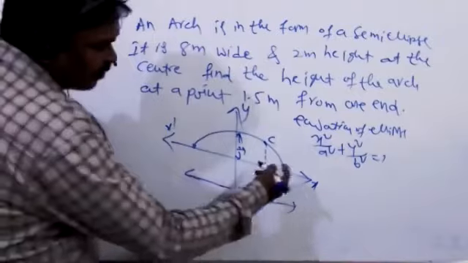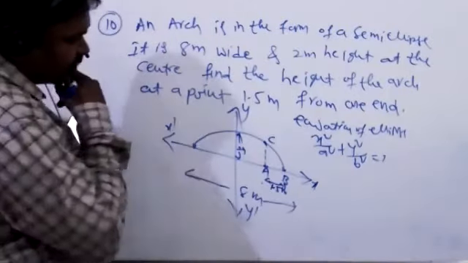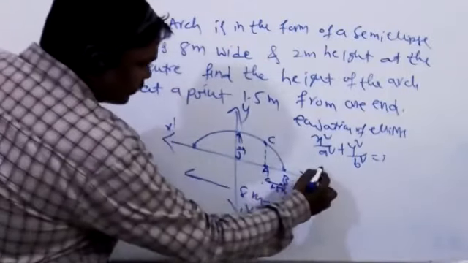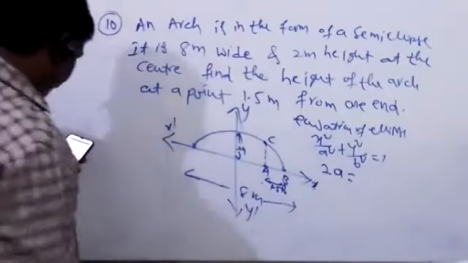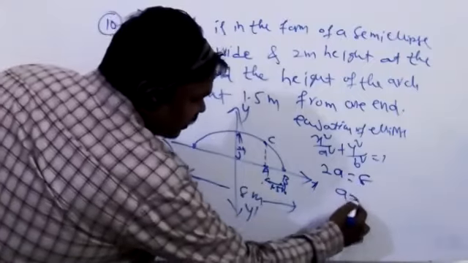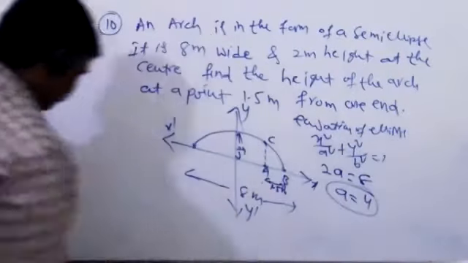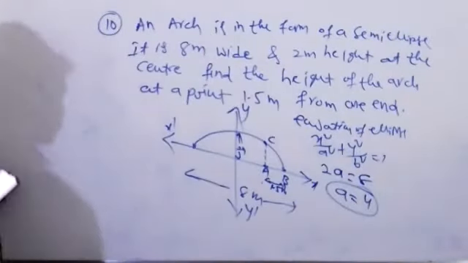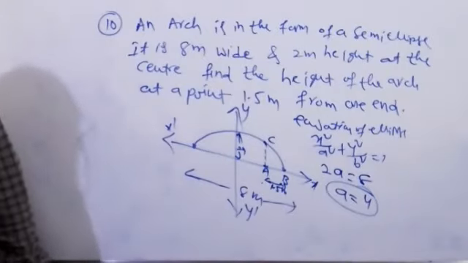Major axis along x-axis, 2a. 2a is equal to 8, as given. Then a is equal to 4. Understood, Ananya?